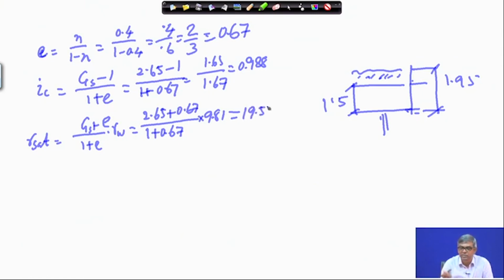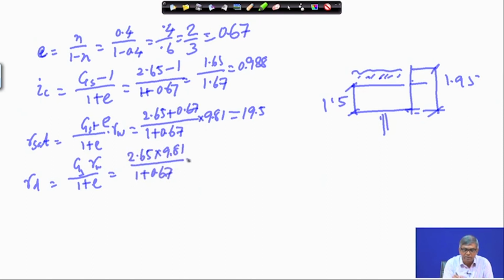And for the sand, the same properties can be used, but since you are putting it above, you can assume that the sand is dry. Gamma d is Gs gamma w by 1 plus e. So you can say 2.65 into 9.81 divided by 1 plus 0.67. This gives a unit weight of 15.56.